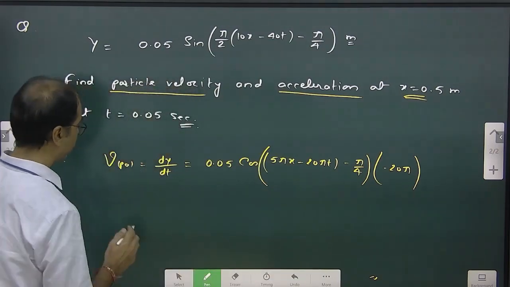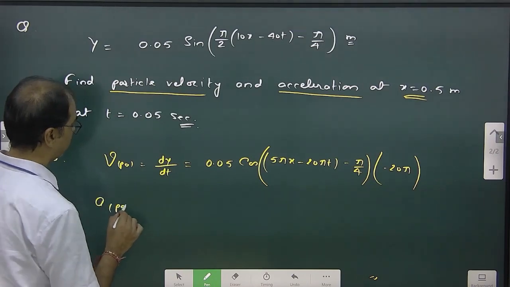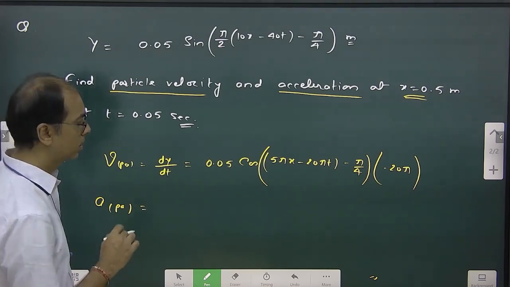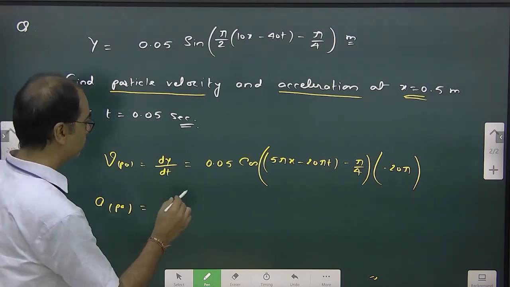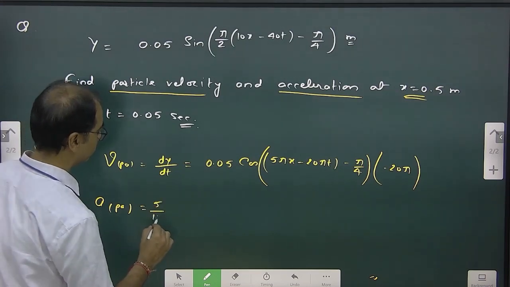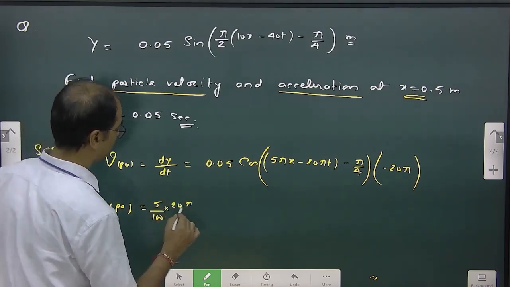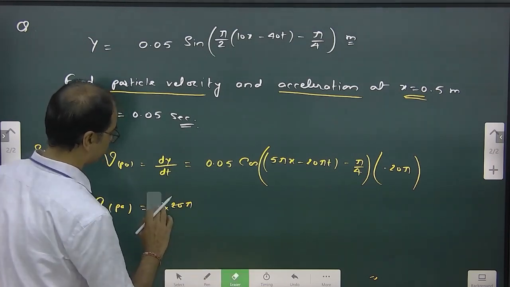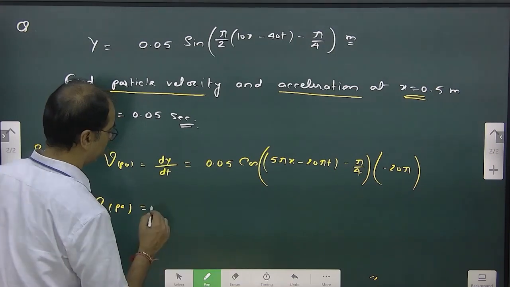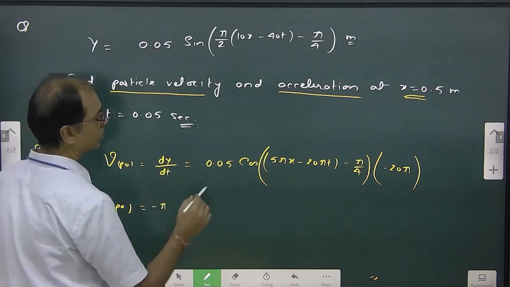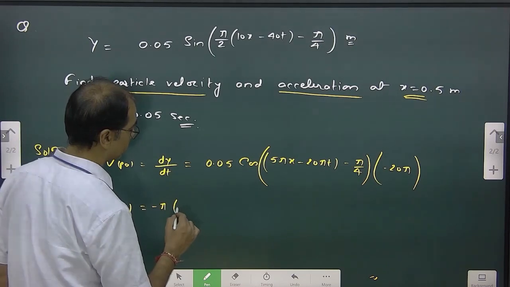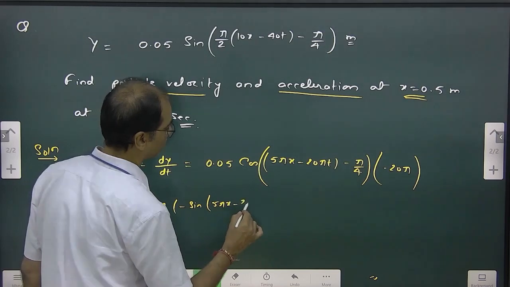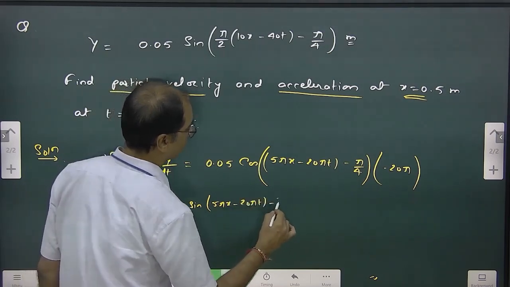Right. So if you differentiate the acceleration of the particle, what's going to come? This 20 into 0.05, how much was there? I forgot. This was 5 by 100 into 20 pi minus. This is 5, this is 5. So minus pi. Okay, so minus pi I am keeping as it is. Then differentiation of cos is what? Minus sine. Remaining all things as it is, 5 pi x minus 20 pi t minus pi by 4.